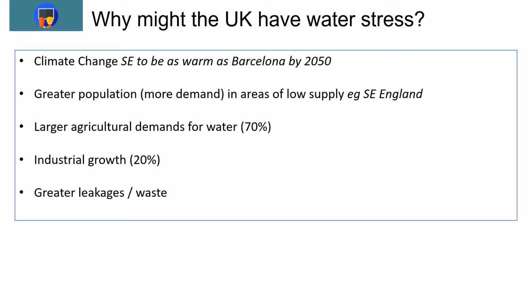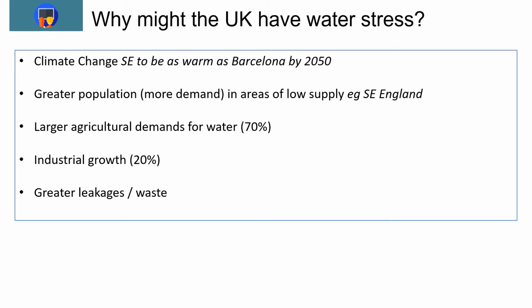There are a few reasons why the UK has water stress. Remember, water stress is when the demand for water is higher than the amount of water available. So one reason is that the climate is changing. We know the climate is getting a little bit warmer. It's predicted that the southeast of England will be about as warm as Barcelona by about 2050. So increased temperatures means increased evaporation and so on.